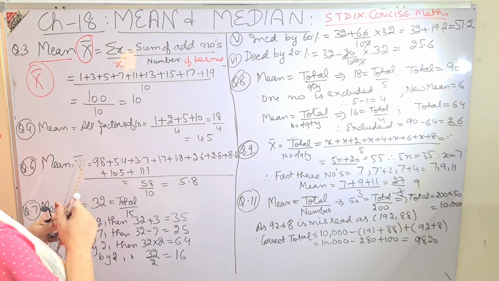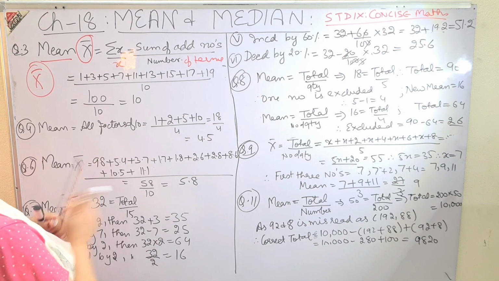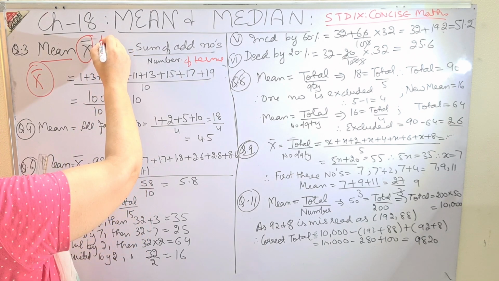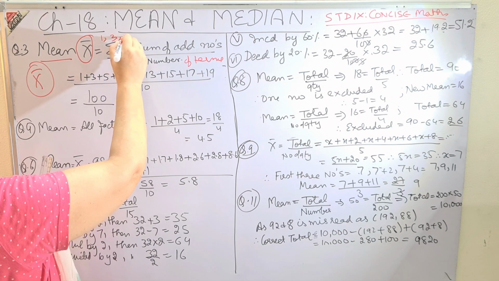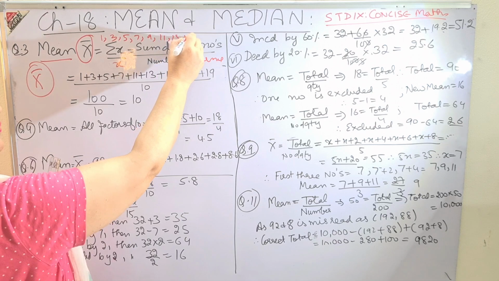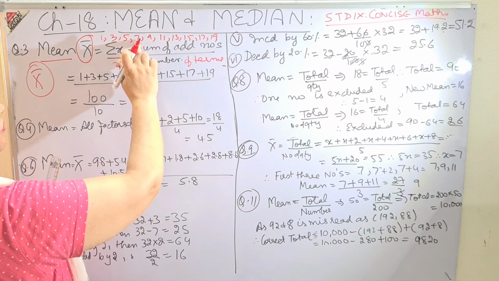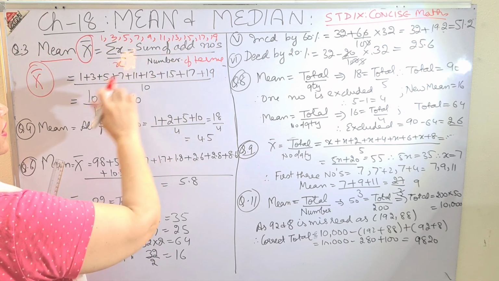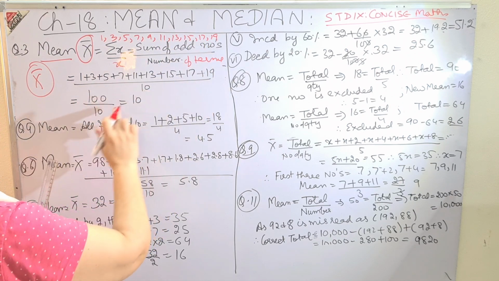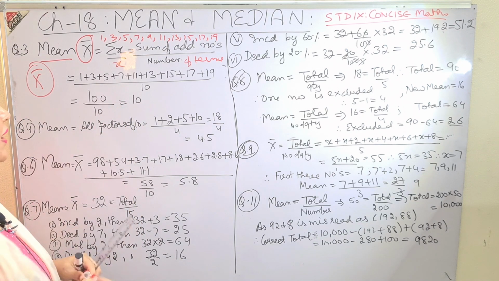So he has asked me to find the mean of the first 10 odd natural numbers. Odd natural numbers, you know, start with 1, 3, 5, 7, 9, 11, 13, 15, 17 and 19. So these are the first 10. Add them, divide by 10. This is your answer. When you add, you get 100 upon 10.